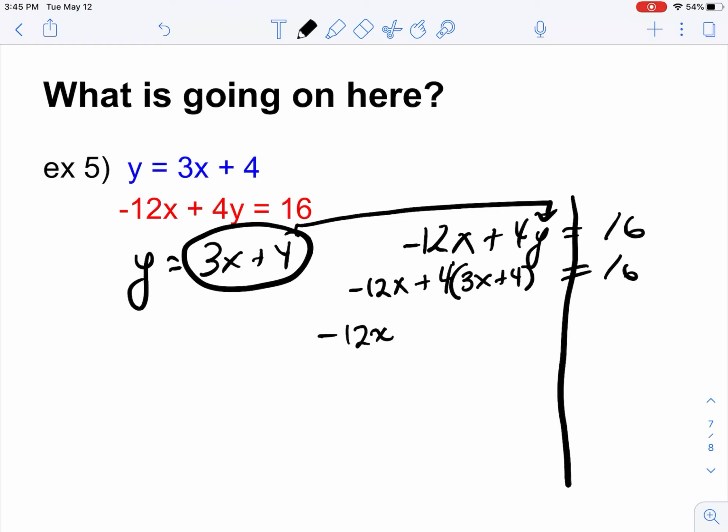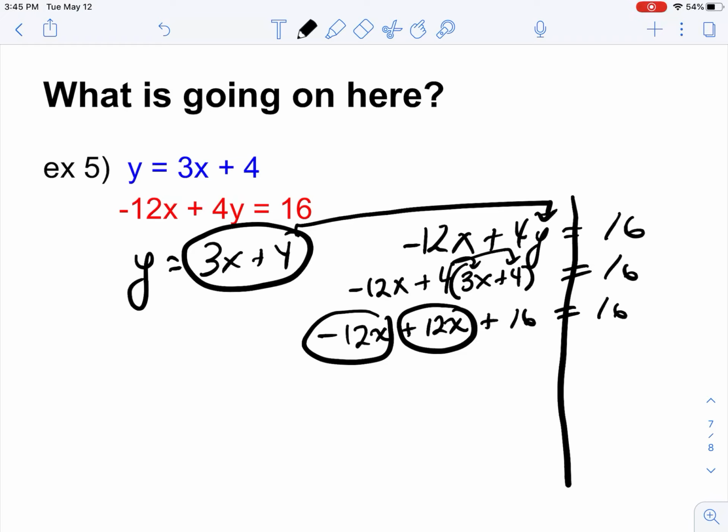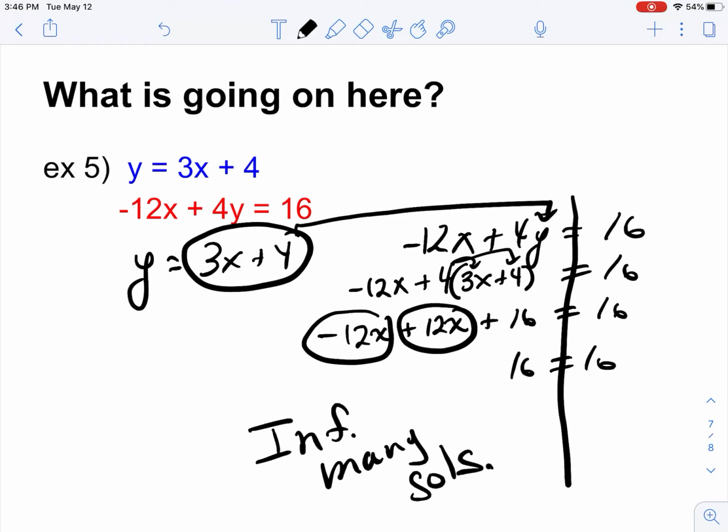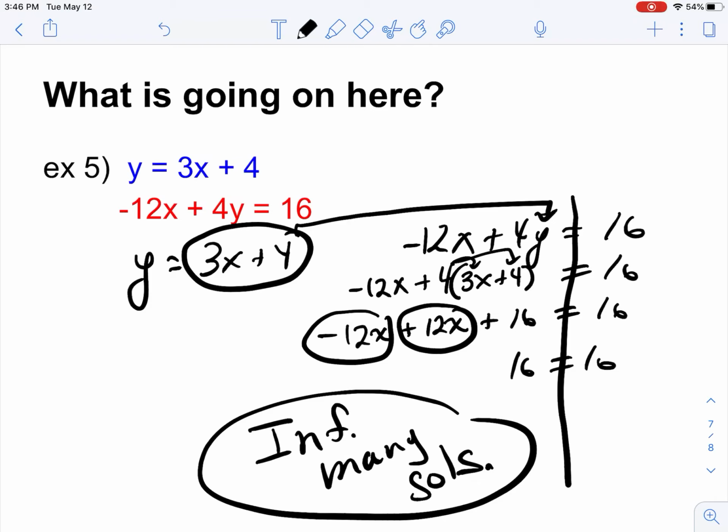So keep our negative 12x. Distribute the 4. You get plus 12x plus 16 equals 16. Combine your like terms, and those cancel out, you get 16 equals 16. Again, the variable's gone, another one of those weird situations. Take a look at what you have left. Is 16 equal to 16? The answer is yes, and that means you have infinitely many solutions.